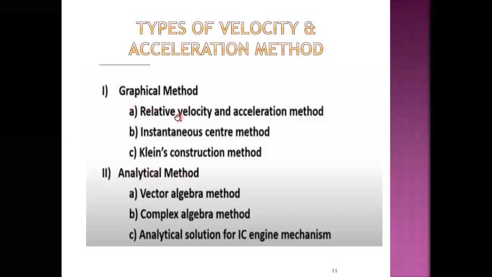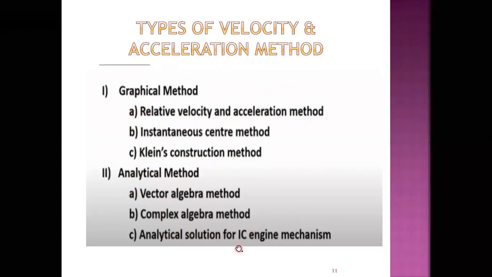The graphical method has three types: relative velocity and acceleration method, instantaneous center method, and Kennedy's construction method. These are the three methods we are going to use to find the acceleration and velocity in a mechanism. In the analytical method, there are three types: vector algebra method, complex algebra method, and analytical solution for special cases like the engine mechanism.